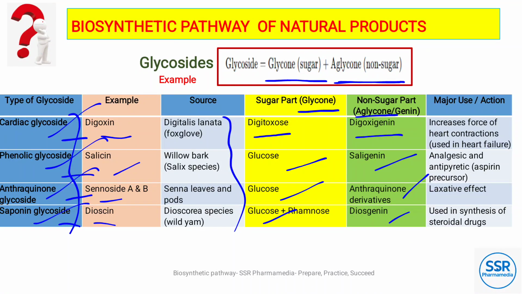Now the uses. Digoxin increases the force of heart contractions. Salicin is used as an analgesic and antipyretic. Anthraquinone is a laxative, and diosgenin is used in the synthesis of steroidal drugs.